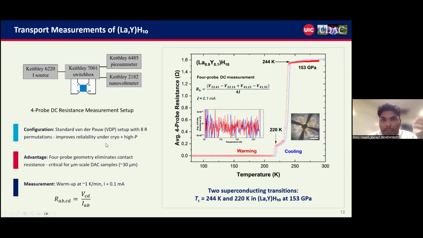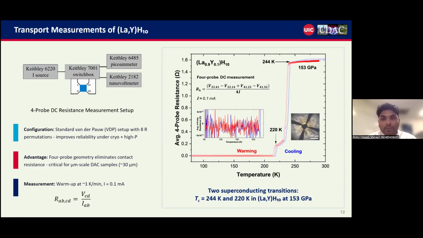With the phase map in hand, we can now look at the transport data. The setup is a 4-probe DC resistance measurement in Van der Pauw configuration, shown schematically on the left. The 4-probe geometry eliminates contact resistance, which is critical when your sample is only about 30 microns across. We use a current source at 0.1 milliamps and a nanovoltmeter and switching matrix to cycle through multiple current and voltage probe permutations. All data shown here are from a warming cycle at roughly 1 Kelvin per minute, where thermal gradients are minimized.